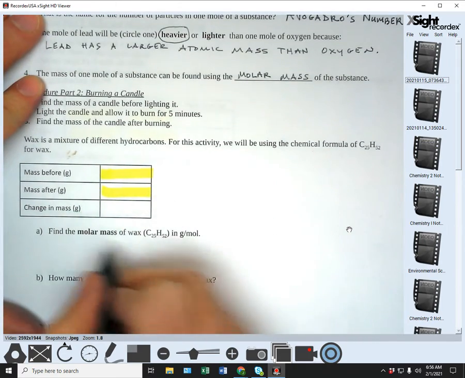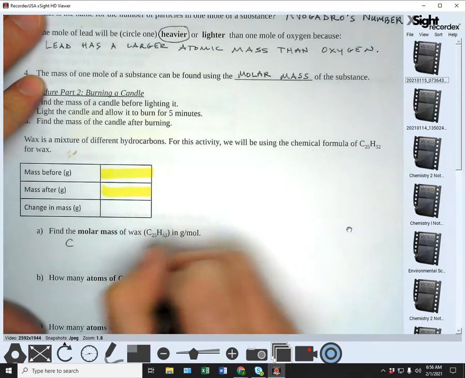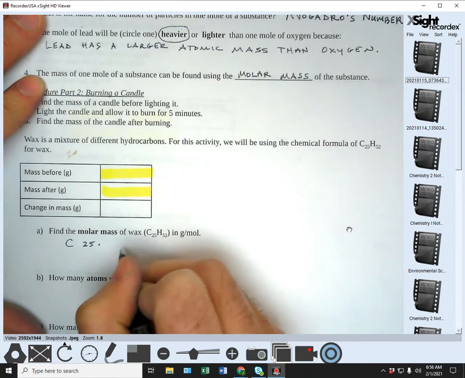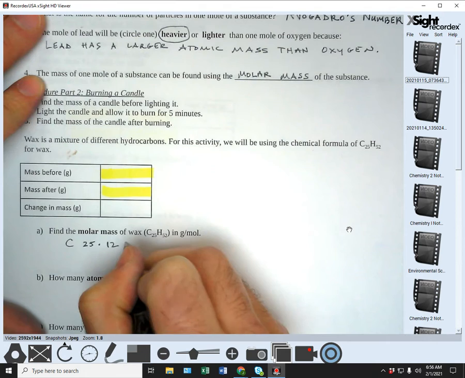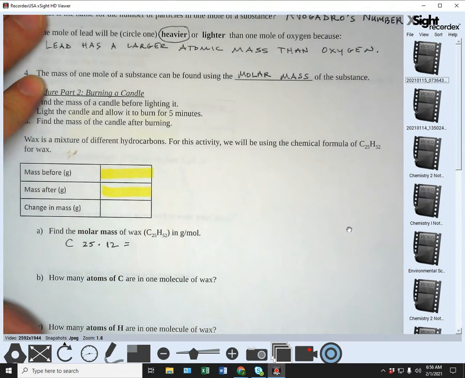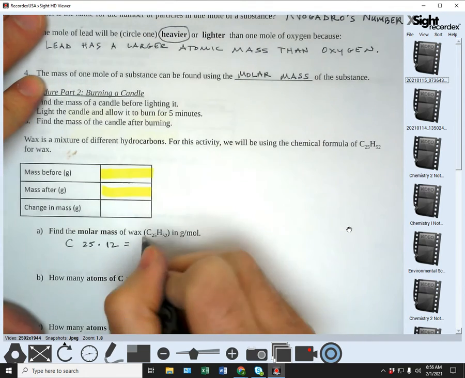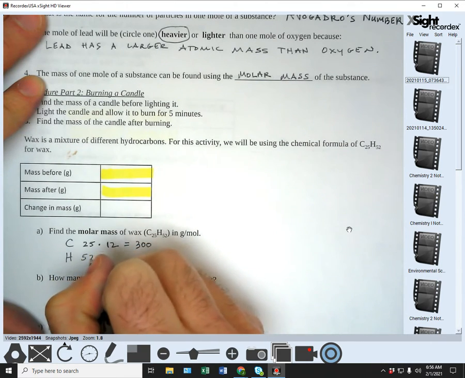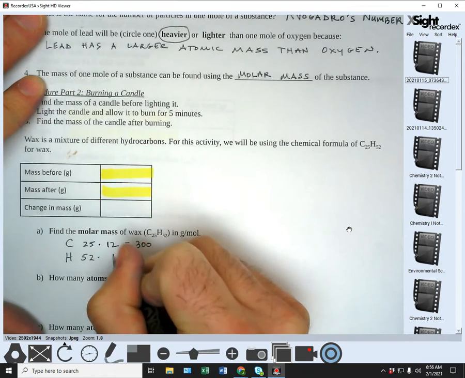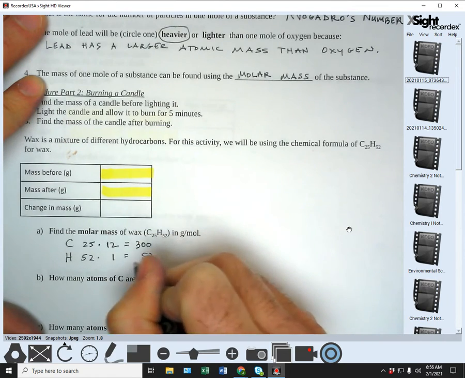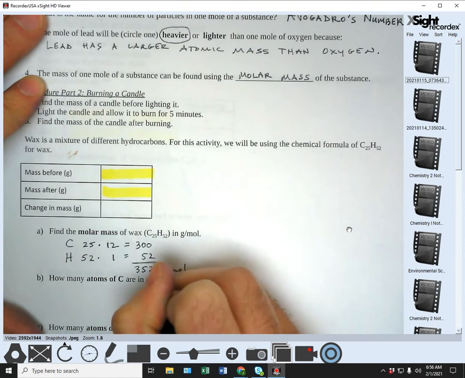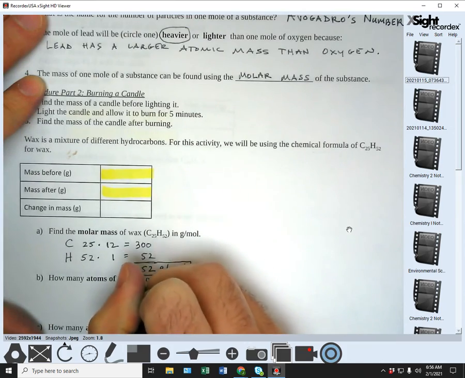So the molar mass of wax, okay, molar mass is the mass for 1 mole. This is what we've been doing for a long time now, which is you just take this, you take the number of atoms times the mass. Carbon is 12.0, so we get 300. And the hydrogen, there are 52 of them at 1 each, so that's 52. So we get the molar mass, 352 grams per mole for wax.